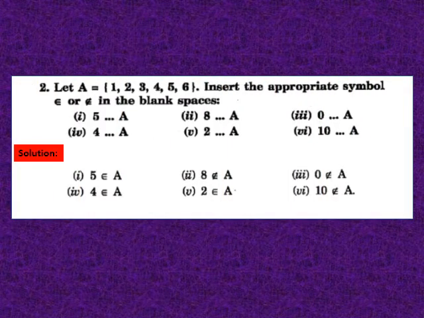Moving to question number 2. Let A be a set given by 1, 2, 3, 4, 5, 6. It means the elements are given, so it is a roster form. We have to insert the appropriate term, belongs to or does not belong to, in the blank spaces.